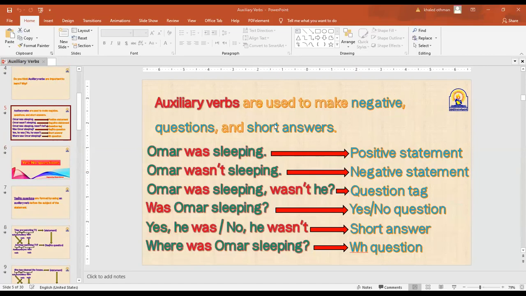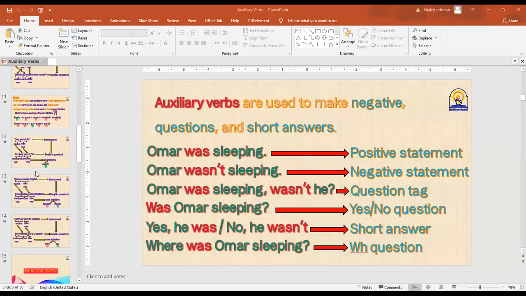I told you we use auxiliary verbs to make negatives, to make questions, and to make short answers. We learned how to make questions, how to make yes and no questions, how to make question tags before, and how to give yes and no short answers. So we have studied all these points, and today we learned how to make negative statements, how to change statements from positive into negative.